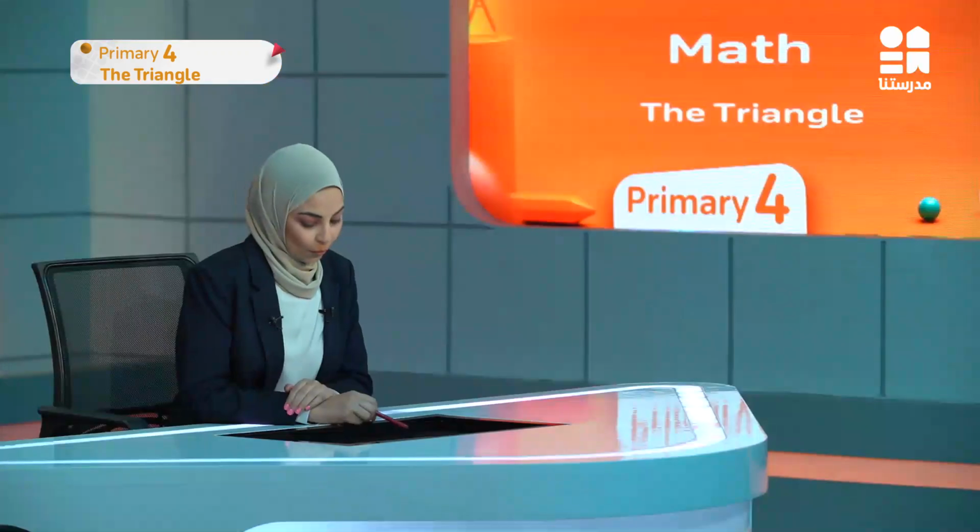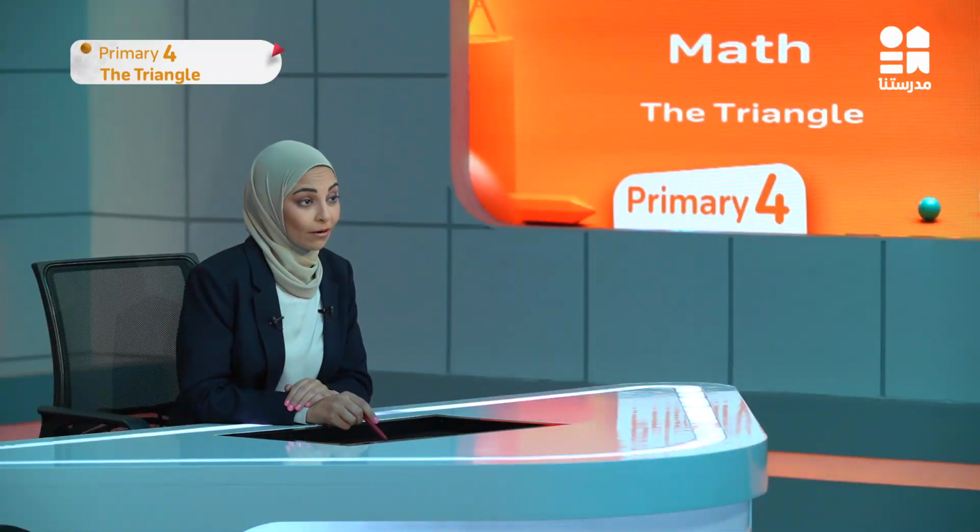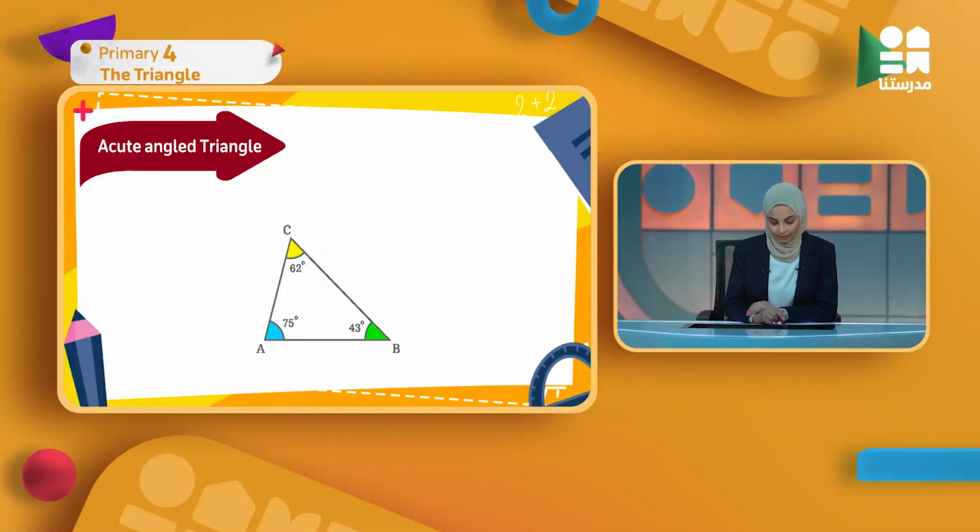What do we notice here? We notice that the 3 angles are acute angles. What do I mean by acute angles? I mean that the 3 angles are less than 90 degrees. So, who can tell me what's the type of this triangle? Of course, this triangle is an acute angled triangle. An acute angled triangle has 3 acute angles. Again, in an acute angled triangle, the 3 angles must be acute angles.